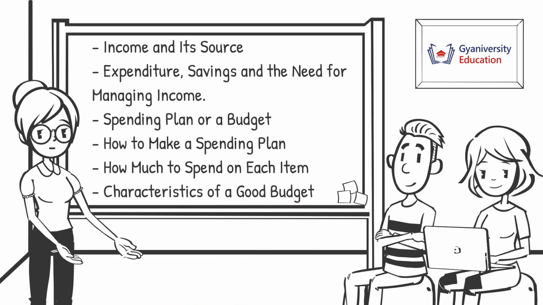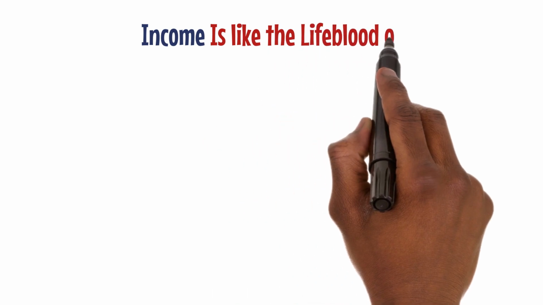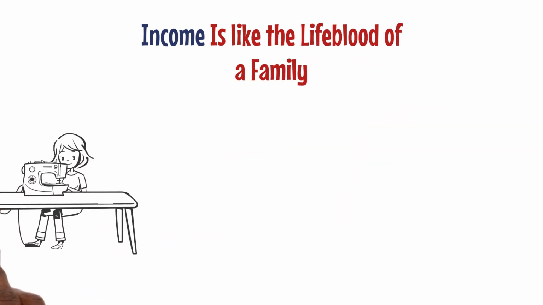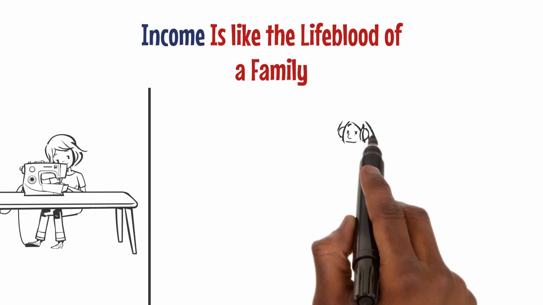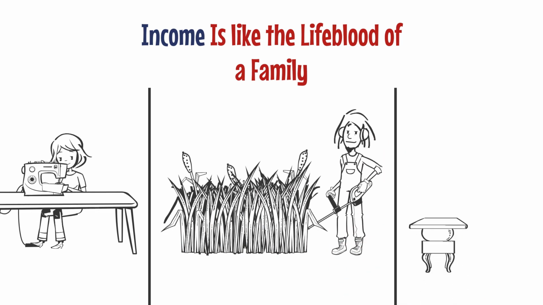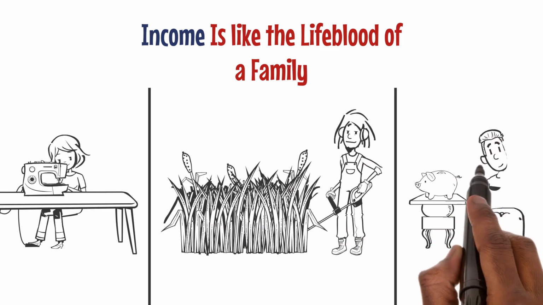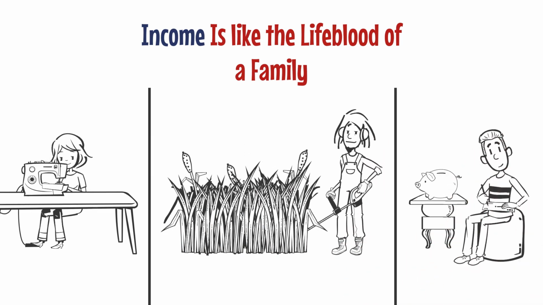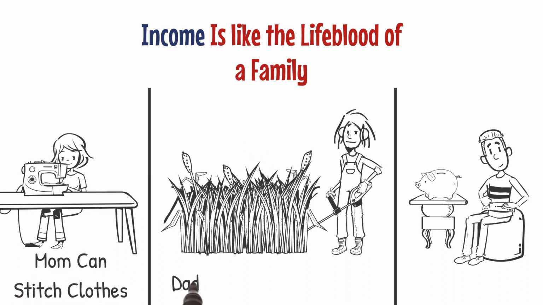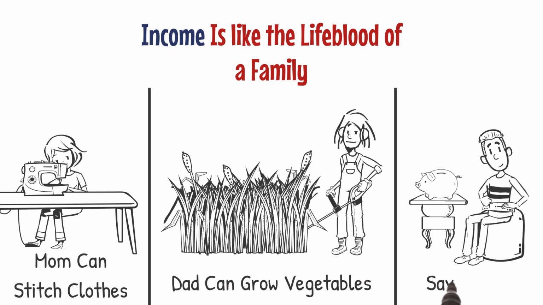Let's start. Income is like the lifeblood of a family. It's the money that comes into your household. And this money can flow in from various sources, such as your parents' jobs, the rent you receive, the interest from the bank, and even the skills your family members possess. Think about it, if your mom can stitch clothes, or your dad can grow vegetables, it saves money you'd otherwise spend hiring a tailor or buying veggies.